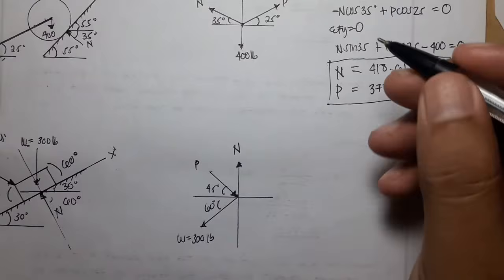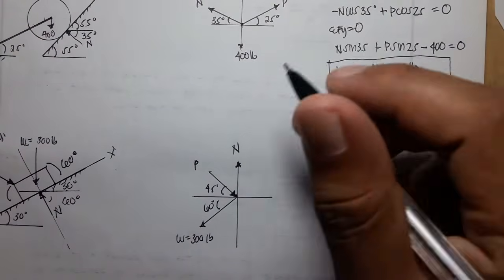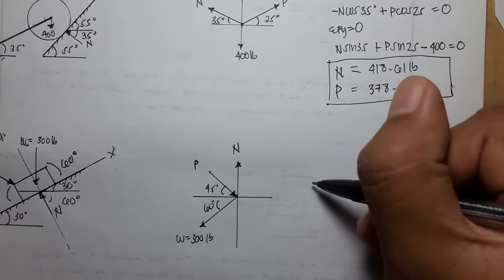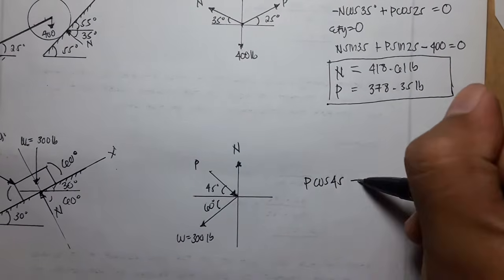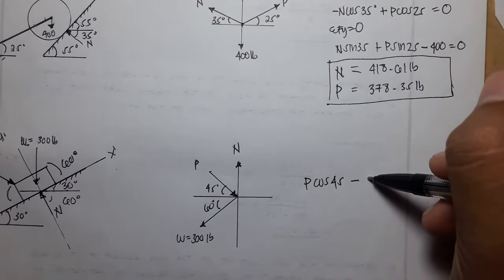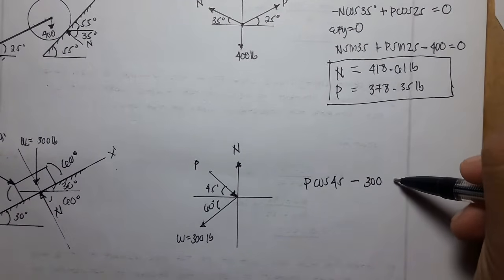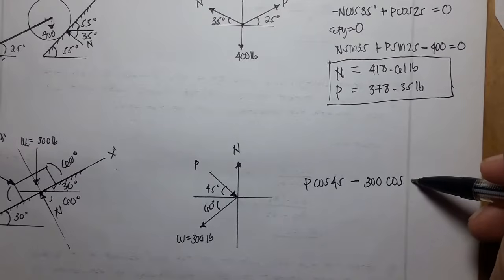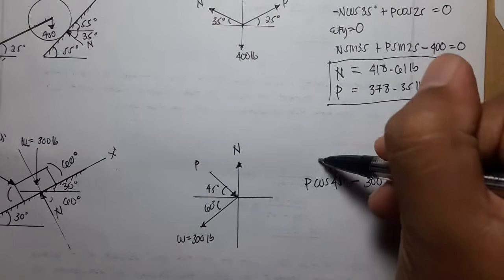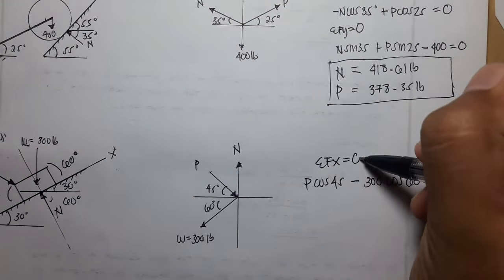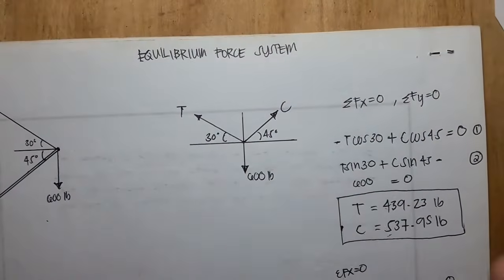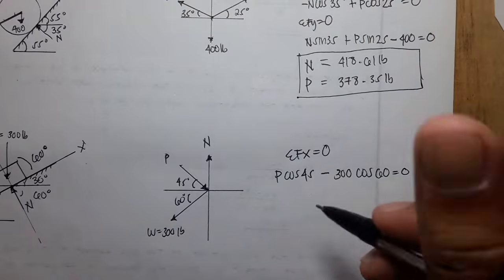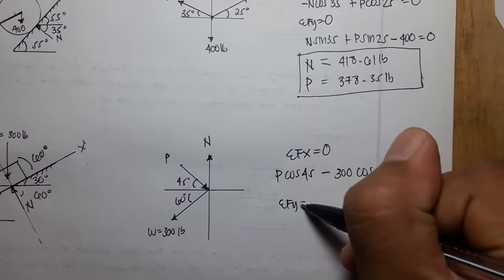without any problem. So summation of forces X is P cosine of 45, then minus weight of the 300 cosine of 60 equals to 0. We should always equate that to 0 because we are now on equilibrium force system. Then summation of forces Y equals to 0.